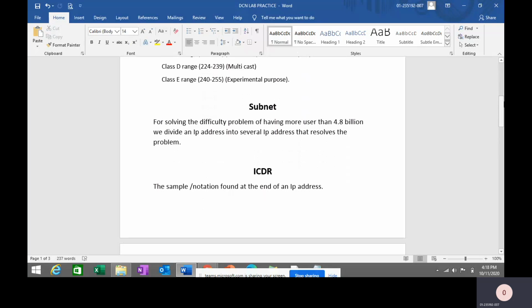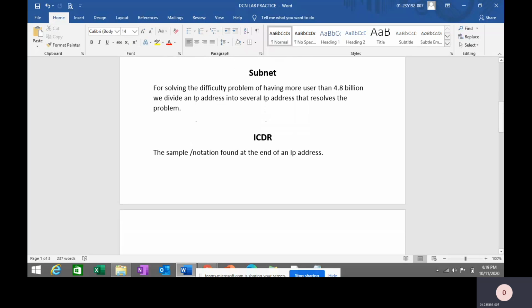So in order to solve that problem, we divide our IP address into a number of smaller IP addresses, so more users can access them. In this case, the network load is also overcome. So this is the basic concept of subnet. Subnet is basically used to divide an IP address into multiple IP addresses so that a large number of users can access them.